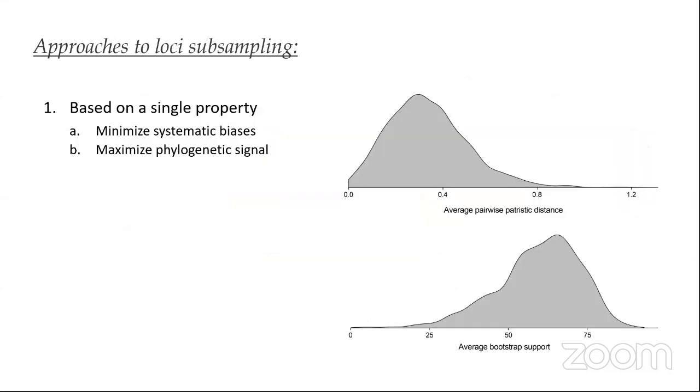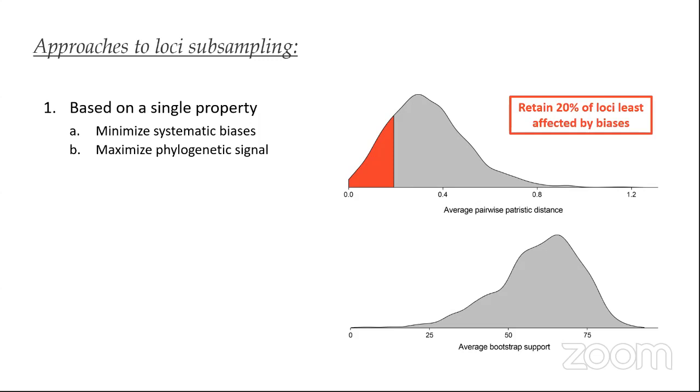And if we look at the different approaches that people have used in the past for loci subsampling, most people have done this based on a single property. Some people would have said what you need to do is try to minimize systematic biases. Here on the top, there's a distribution of one proxy for systematic bias. This is the empirical data for the echinoid phylogenomic matrix. This approach would say, for example, let's subsample by retaining the 20% of loci that are least affected by biases. Other people would have said, no, let's maximize phylogenetic signal. Here on the bottom is a proxy for phylogenetic signal, the average bootstrap support of the gene tree. And this approach would entail retaining the 20% of the loci with the highest phylogenetic signal.